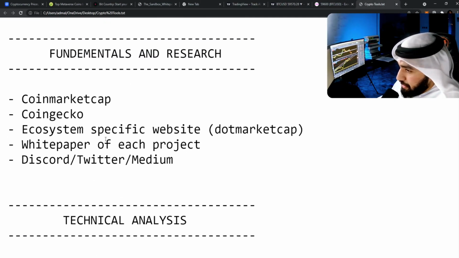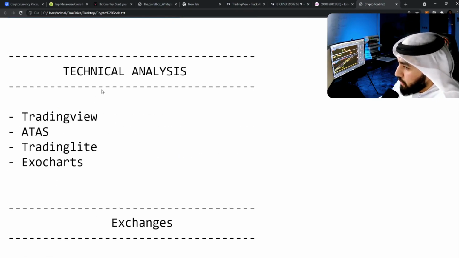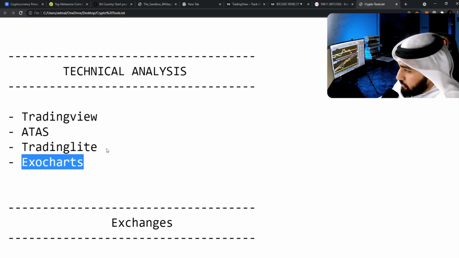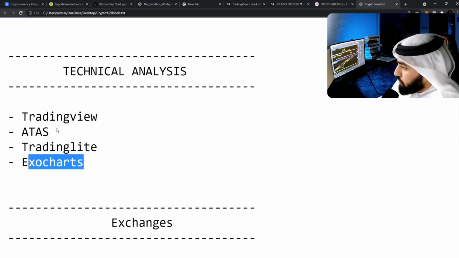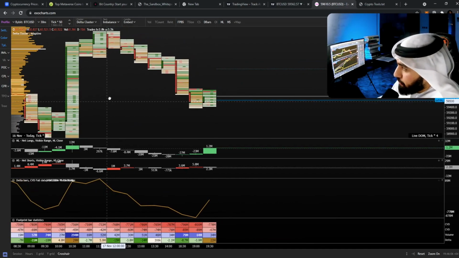So let me just repeat what I use out of these. I use all of this for my fundamentals research. What do I use out of these? I use TradingView and I use Exocharts. As I was saying, you need that extra layer, right? To get that extra layer, you go here. I use Exocharts, and that's an example I'm going to show you. So this is that extra layer.